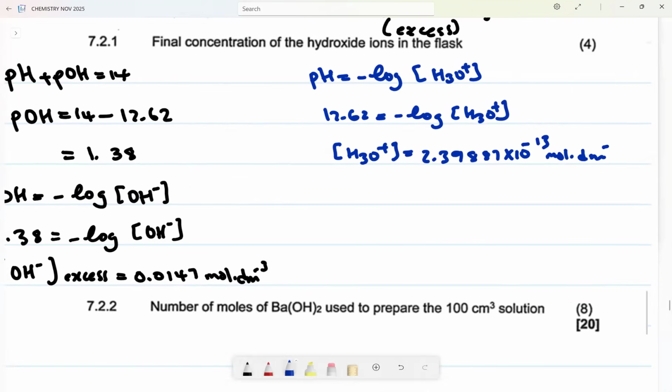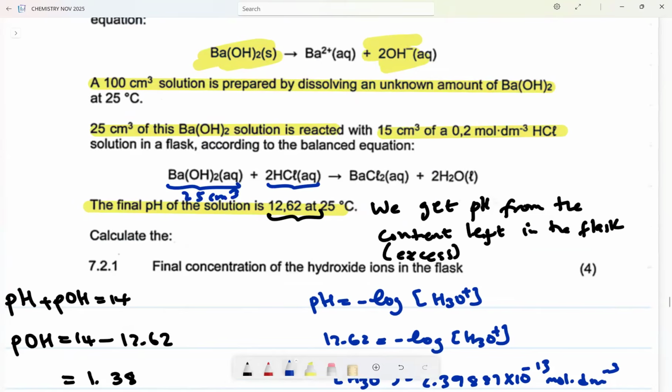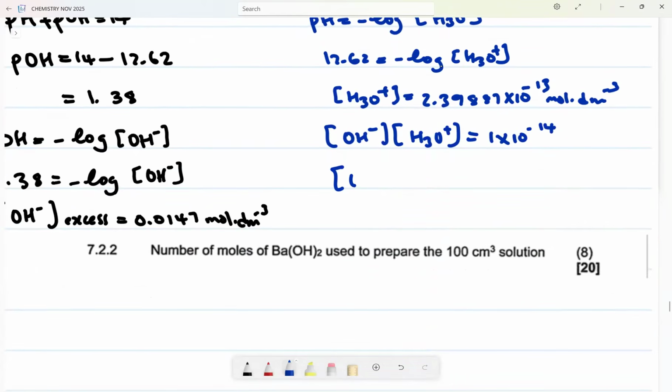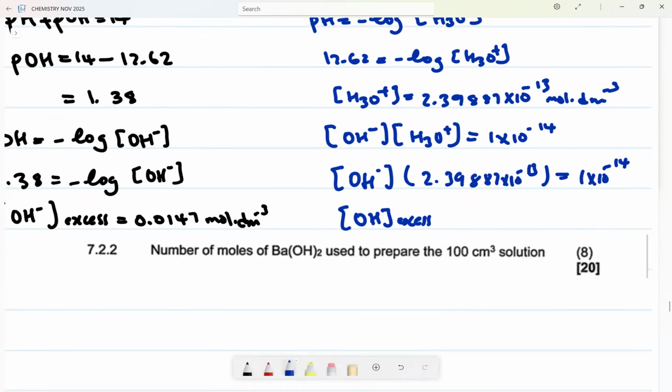Concentration of OH minus multiplied by concentration of H3O plus. We are using the autoionization constant 1 times 10 to the power of negative 14 at 25 degrees Celsius, by the way. It's very important that it is at 25 degrees Celsius. And then concentration of OH minus multiplied by 2.39887 times 10 to the power of negative 13 equals 1 times 10 to the power of negative 14. When you divide, you'll see that the concentration of OH minus, which is the one that is in excess, is 0.0147 mole per decimeter cubed.